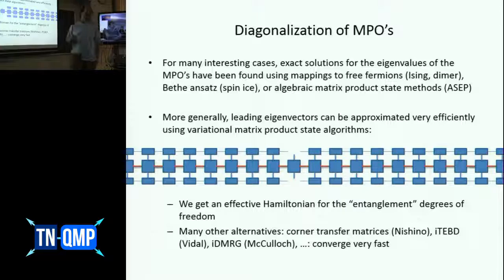That's exactly this whole TDVP business, or there's many variants, or IDMRG, or whatever. You can use corner transfer matrices. There's many ways of doing this. So this is not the topic of this talk.